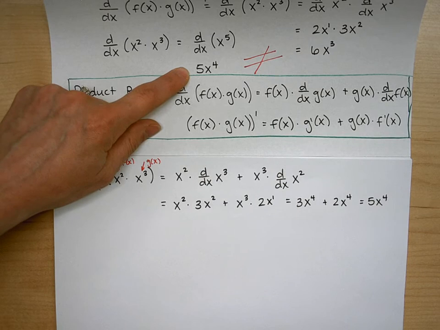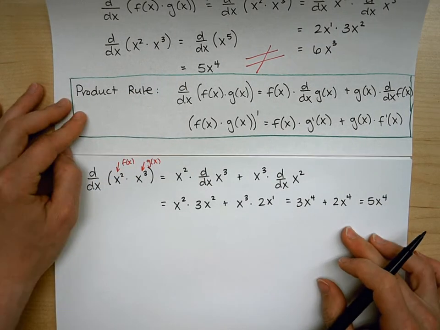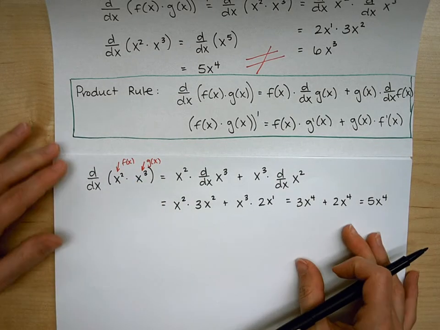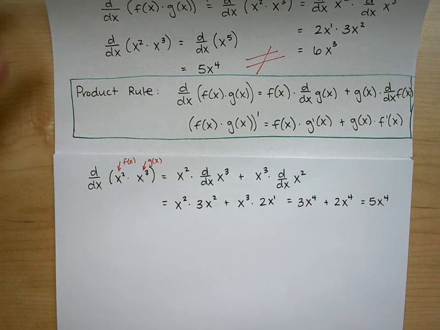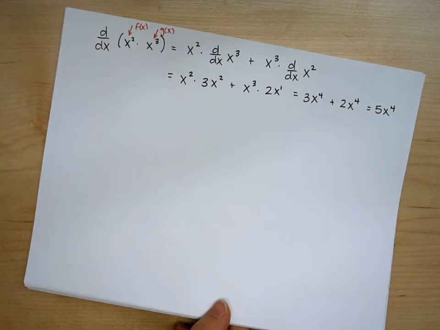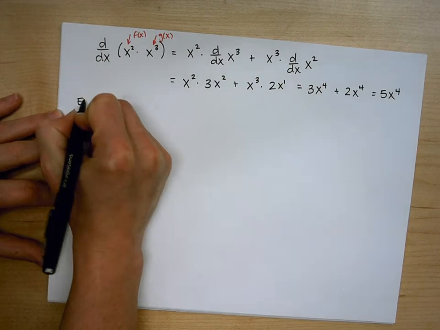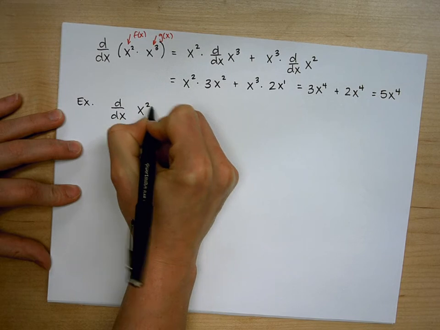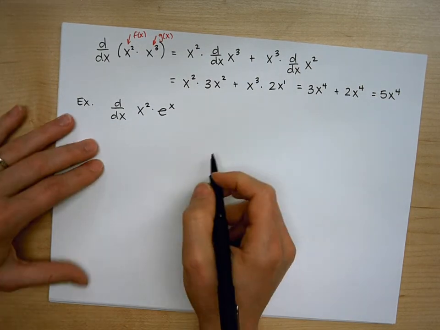Now, of course, this isn't really a proof that the product rule works. I guess you could say it's a proof that it happens to work for x squared and x cubed. If you'd like to see a proof, your textbook likely has one, and you can also definitely find one online. Okay, let's go ahead and just try another example. Let's find the derivative of x squared times e to the x. Derivative of x squared times e to the x.